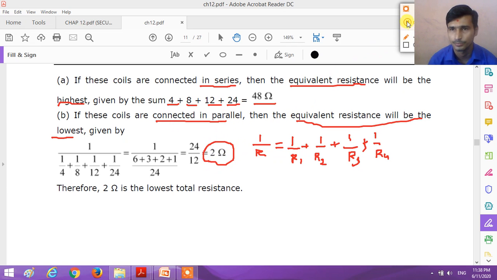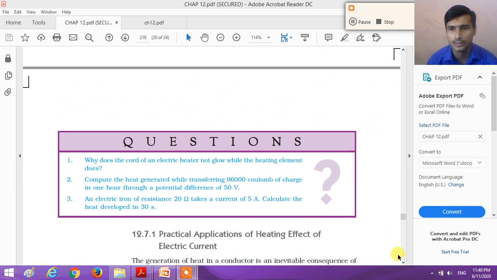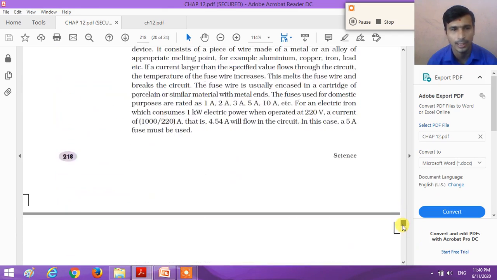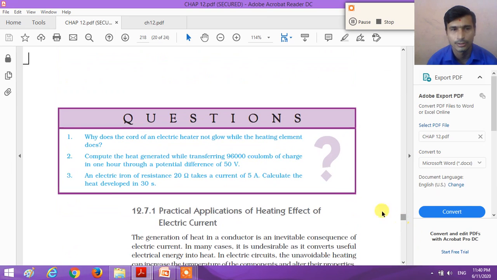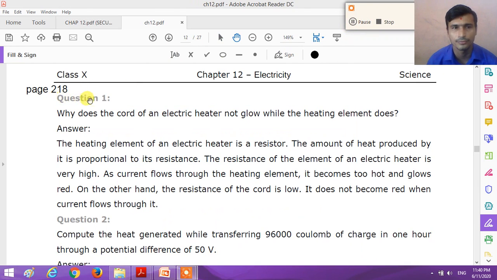Now we discuss the in-text question answers given on page number 218, right? Three questions are given on page number 218. We discuss the answers of these three questions. So question 1 on page number 218: Why does the cord of an electric heater not glow while the heating element does?